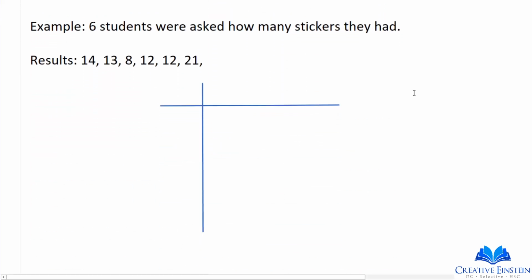So moving down, for example, 6 students were asked how many stickers they had. So the first thing I need to do is draw my axes, write down stem, and of course leaf. Now I need to look at my smallest value. My smallest value is 8 and my largest value is 21, which means in my tens for 8 it will be 0, then I need 1 and 2.